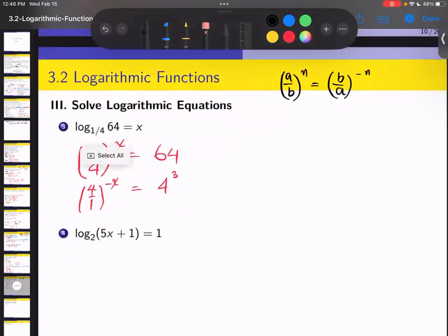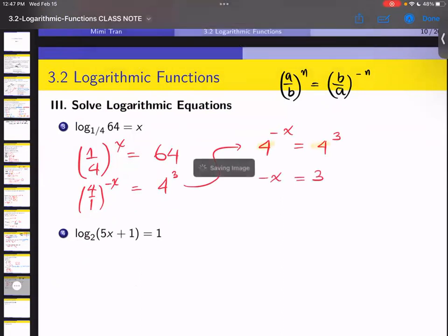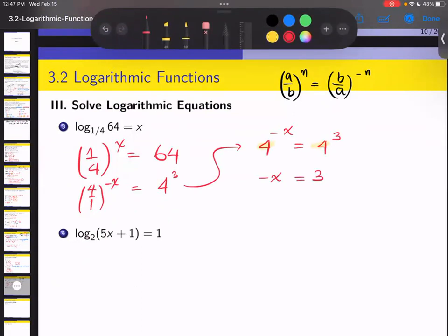4 over 1 is the same thing as 4. So 4 to the negative x equals 4 cubed. It's an equation. The base is the same, so in order for the equation to be true, the exponents have to be equal to each other as well. So negative x equals 3. Basically, I don't want to say drop the base, it's wrong to say so, but let's just say you cancel the base. It's not the right way to say it, but that's your final answer. It takes practice.